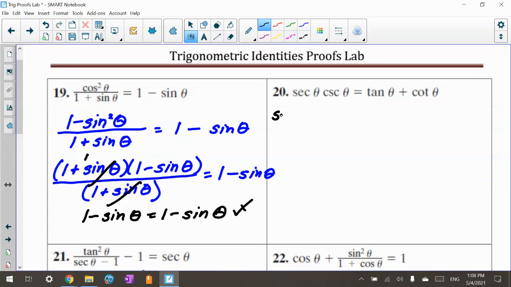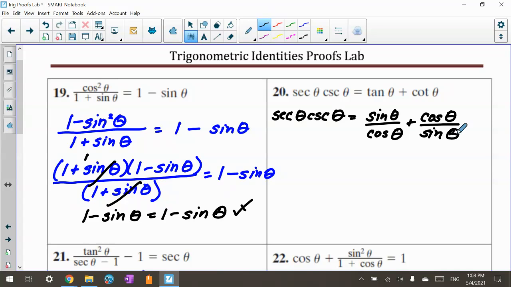So I'm going to say secant of theta, cosecant of theta. I'm not going to touch it. And then I'm going to write tangent in the building blocks. So that's going to be sine theta over cosine of theta. And then I know cotangent is going to be cosine of theta over sine theta. So those are your identities. You can look them up, and I did them in the building blocks.